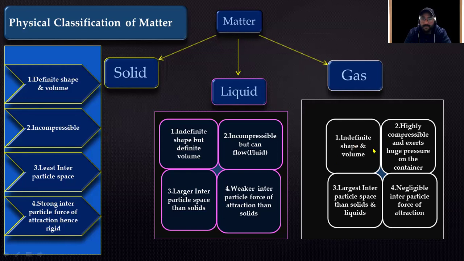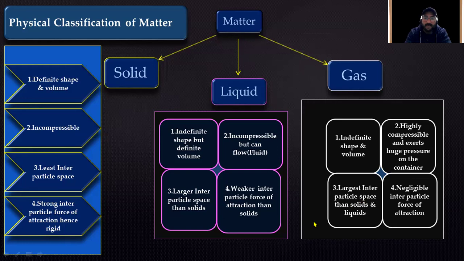Due to this nature, it is highly compressible and it exerts huge pressure on the container. So gases can be highly compressible. That's why we are able to have LPG cylinders, CNG cylinders, and oxygen cylinders for hospitals, because we can compress the gaseous state of matter in a small volume. The gas molecules are moving very fast here and there, haphazardly and randomly, hitting the walls of the container from inside, creating a pressure called gas pressure.